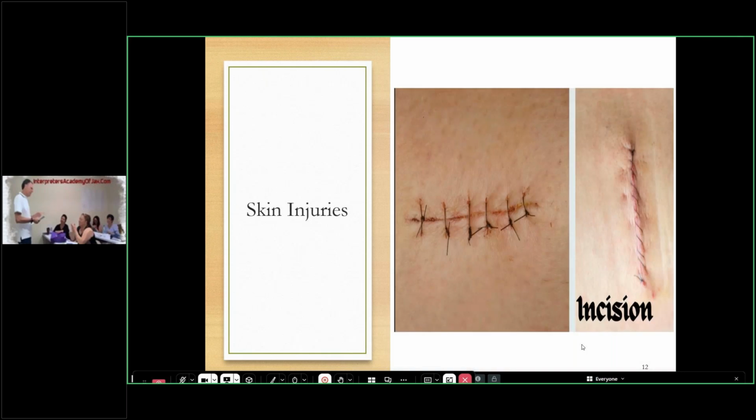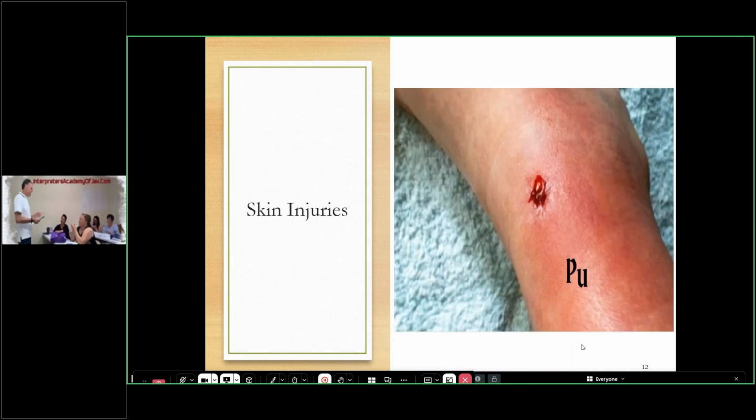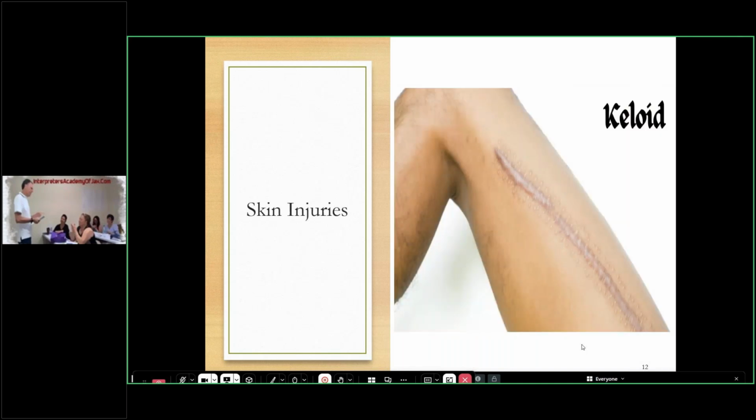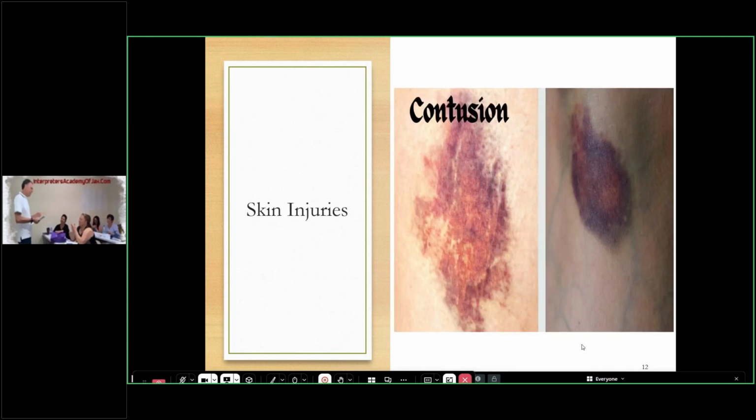A surgical incision is performed under aseptic conditions so that it remains free of pathogenic organisms. A puncture is a wound made by piercing. An abrasion results when skin is scraped or rubbed away by friction. A keloid is excessive overgrowth of scar tissue at the site of a skin injury, particularly wounds or surgical incisions. And a contusion, or bruise, is caused by an injury to the body that does not break the skin and is characterized by swelling and discoloration.